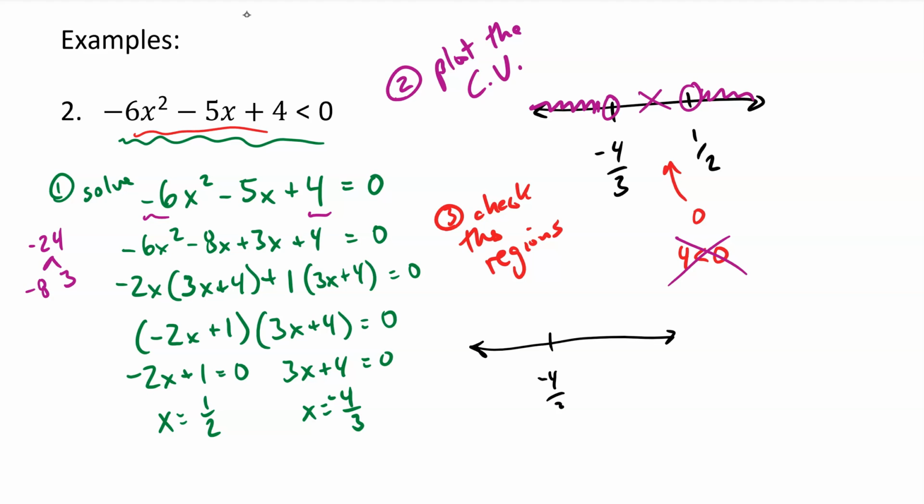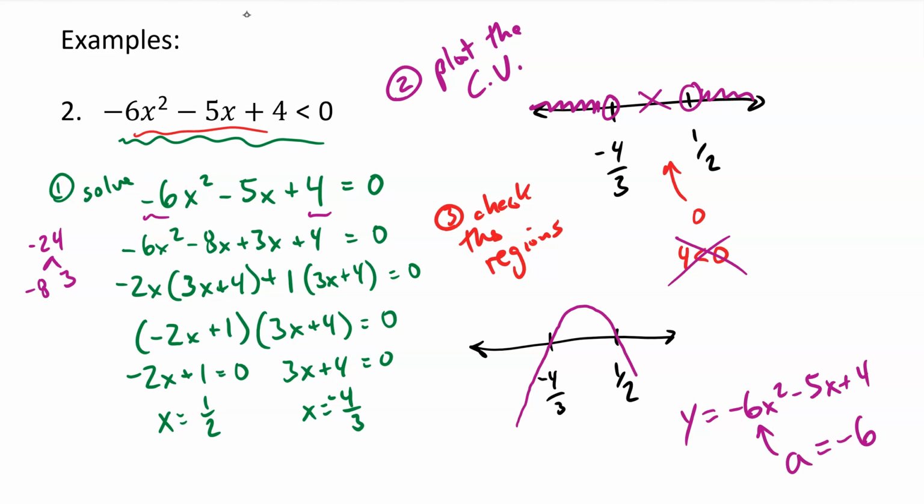So another approach that actually wouldn't necessarily require us to do a test point first would be to recognize that the associated parabola y equals negative 6x squared minus 5x plus 4 is going to open downward because the a value is negative. So if I make just a rough sketch of a parabola through those critical values, which are essentially x-intercepts for the parabola, I can see that to the left of negative 4/3, the parabola is negative, and then it's positive, and then it's negative again.